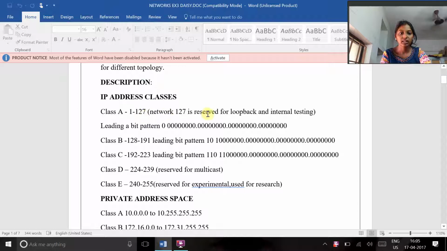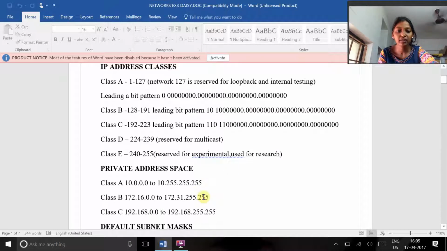The network 127 is reserved for loopback and internal testing. The bit patterns will be 0 followed by 7 bits, like that, and the starting bit will be 0 for Class A, and for Class B it will be 1 0, and for Class C it will be 1 1 0, and so on.